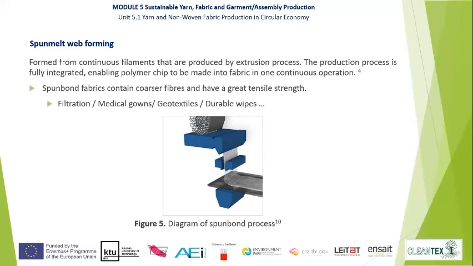Here again, we can divide the spun melt processes into two categories, the spun bond webs and the melt blown webs. The spun bond webs contain coarser fibers and have a great tensile strength. They are mostly used in filtration, medical gowns, geotextiles, or wipes.